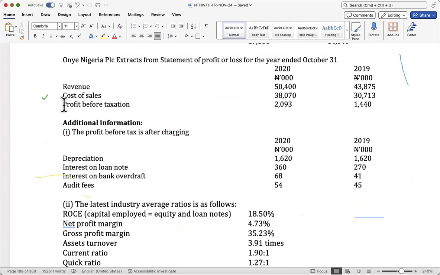Okay, so this profit before tax of 1440, they say this profit before tax is after charging all of this, after deducting all of this. So all we just did was to add back the interest on loan notes and interest on bank overdrafts, add them back so that we can have the profit before interest and tax. Oh, okay. Yeah, that's clear.